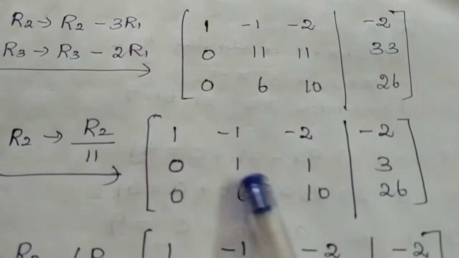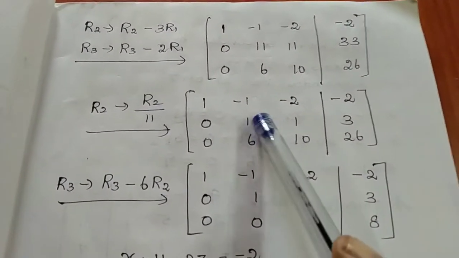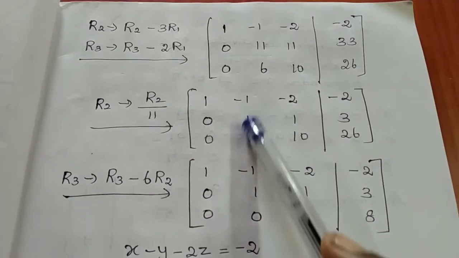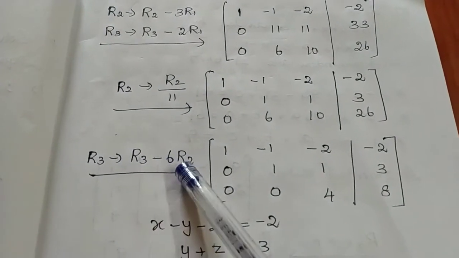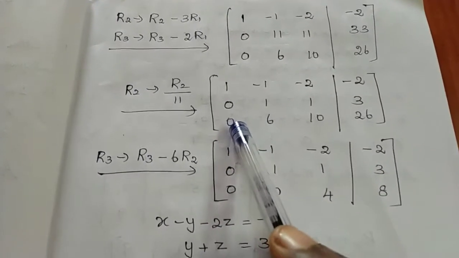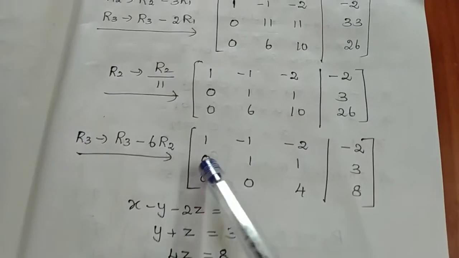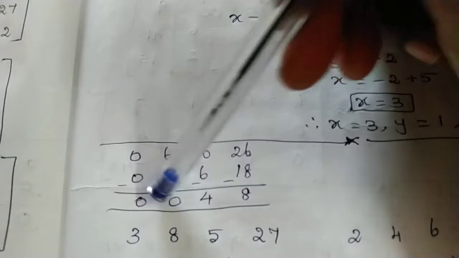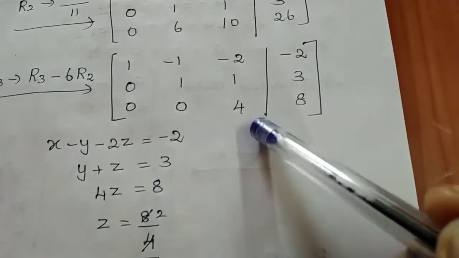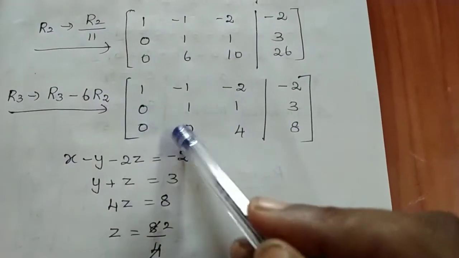Now we want to make this place equal to 0. Then multiplied by 6 in this place and subtract. That is R3 minus 6R2. R1 no change. R2 no change. Here R3, right. Next, 6R2, this one is multiplied by 6. Subtract, 0, 0, 4, 8. Now we get the echelon form, that is a triangular form.